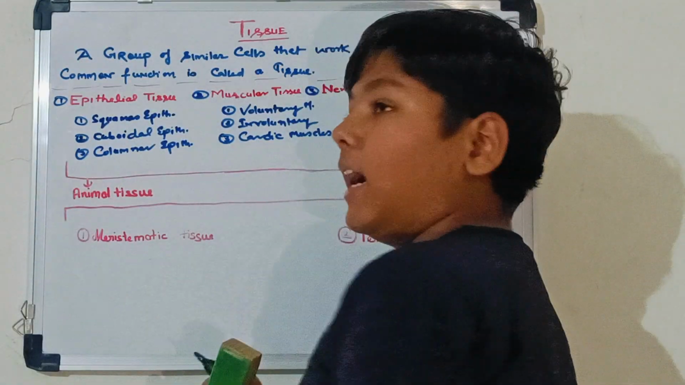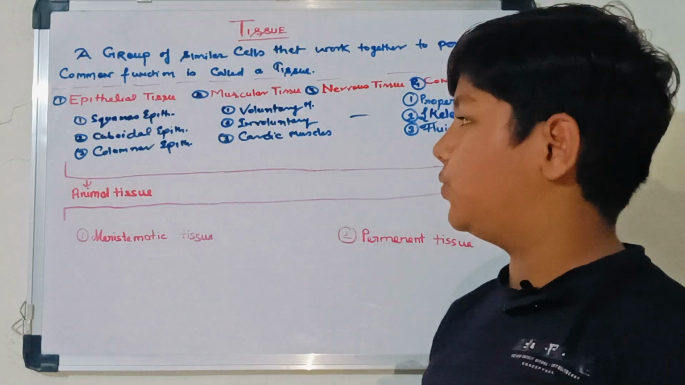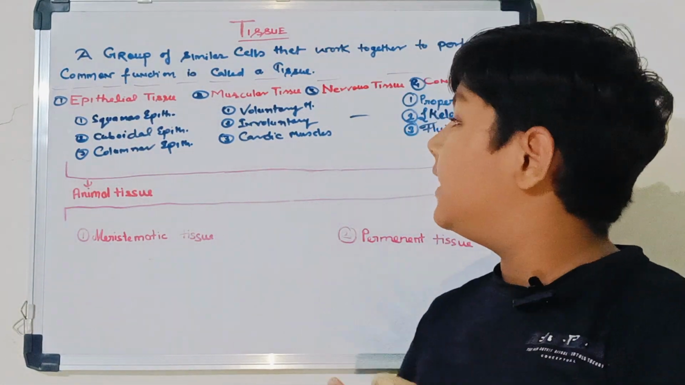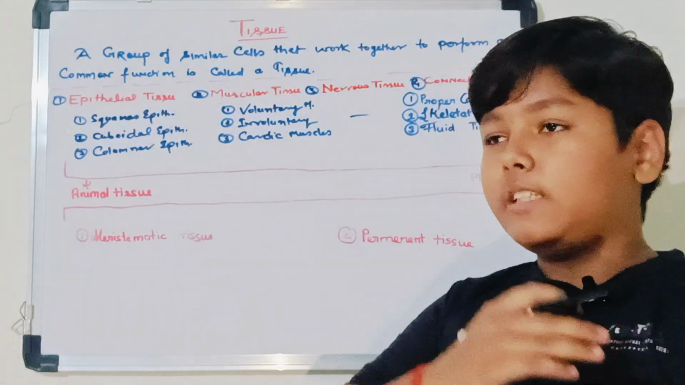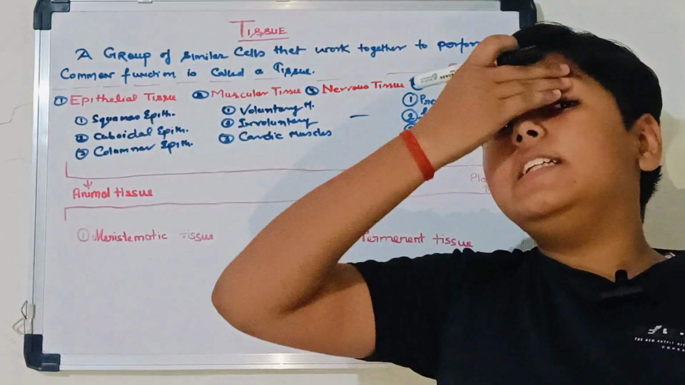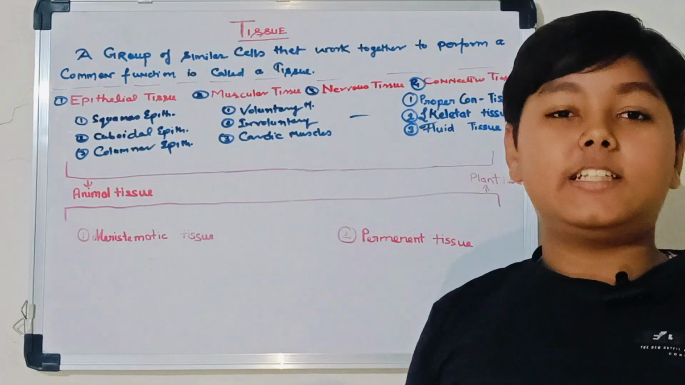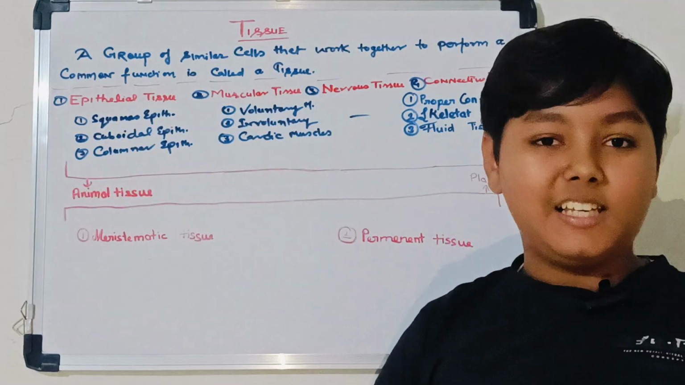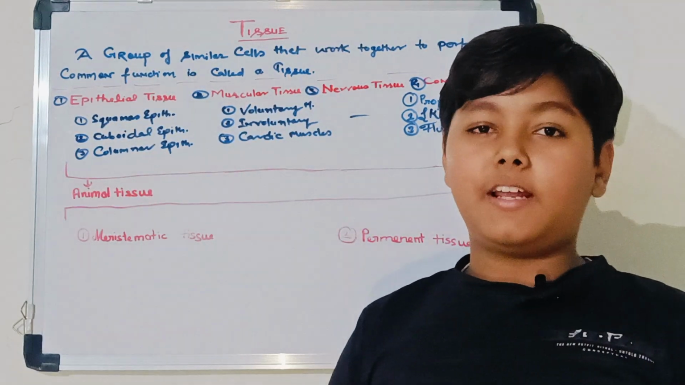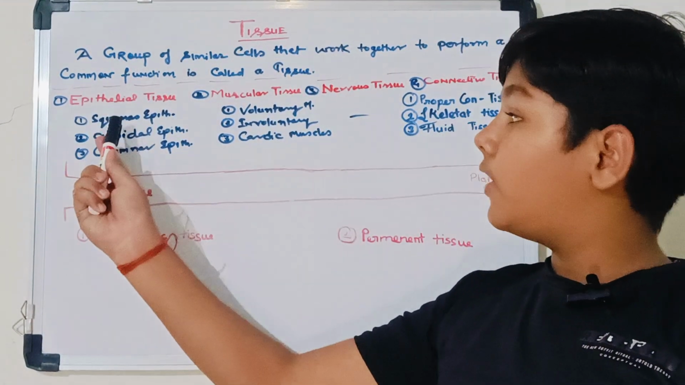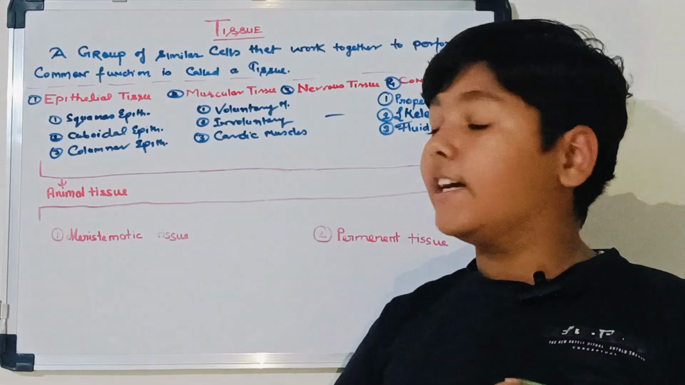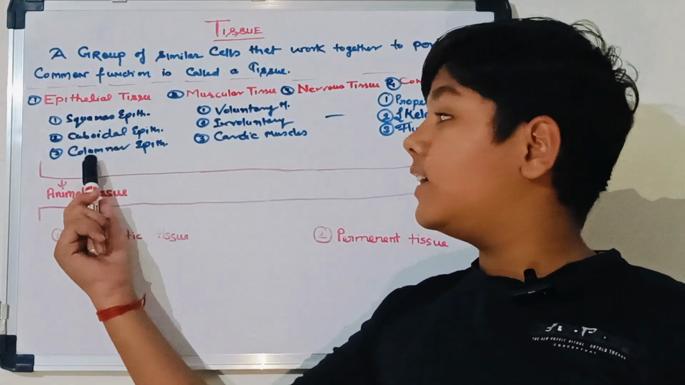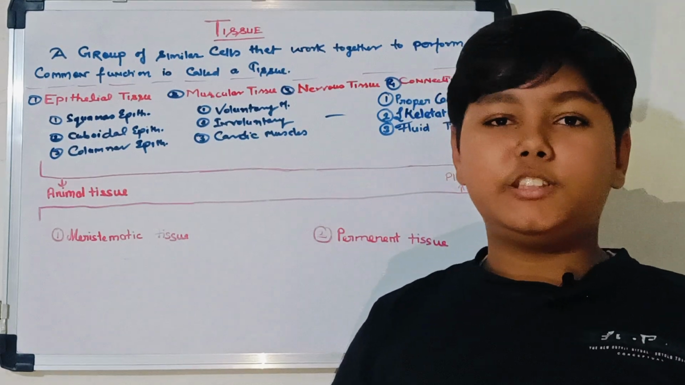So let's understand about different tissues. The first tissue is epithelial tissue. Our skin, these cheeks, this forehead, all the skin is made up of epithelial tissue. There are three main kinds of epithelial tissue. First is squamous epithelial tissue, second is cuboidal epithelial tissue, and third is columnar epithelial tissue.